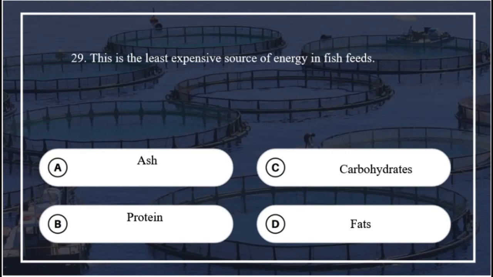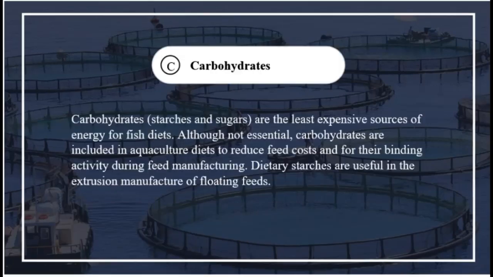29. This is the least expensive source of energy in fish feeds. A. Ash. B. Protein. C. Carbohydrates. D. Fats. Answer: C. Carbohydrates, starches and sugars, are the least expensive sources of energy for fish diets. Although not essential, carbohydrates are included in aquaculture diets to reduce feed costs and for their binding activity during feed manufacturing. Dietary starches are useful in the extrusion manufacture of floating feeds.